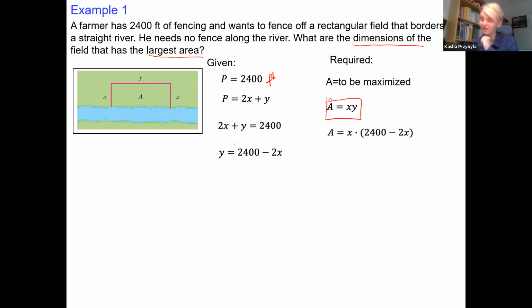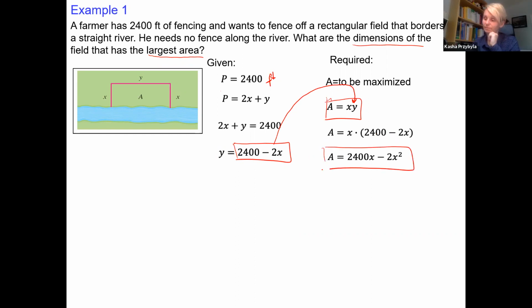Then I can take this formula and substitute instead of y. And then I have a really nice one-variable function: x times y, but y is defined as 2,400 minus 2x. And I can just distribute. That means my function to be maximized is this one: a quadratic function, nice and easy power function, 2,400x minus 2x squared.